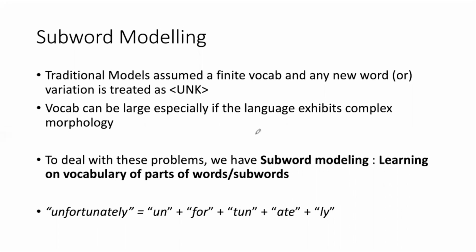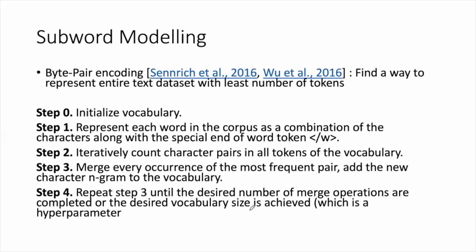So to deal with these problems, we have an approach called subword modeling, where the learning is conducted on the parts of the words, or the subwords. Here is one example where the word "unfortunately" is divided into around 5 parts. There are several ways to do subword modeling. One of the popular ways is byte pair encoding. This is based on an information theory principle of finding the least number of tokens to represent a text data set.